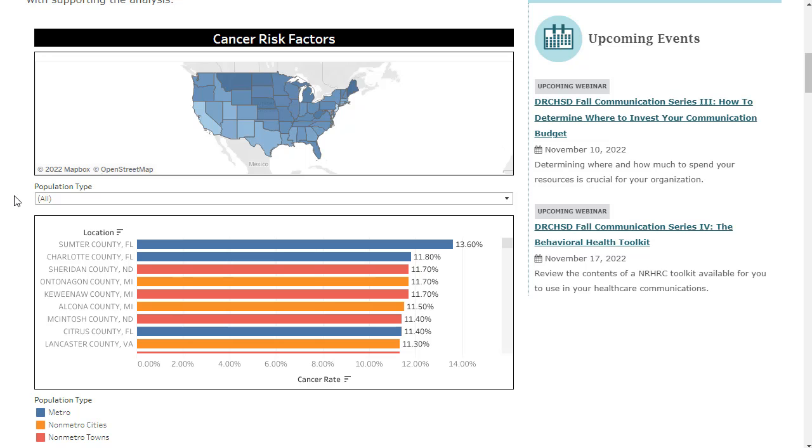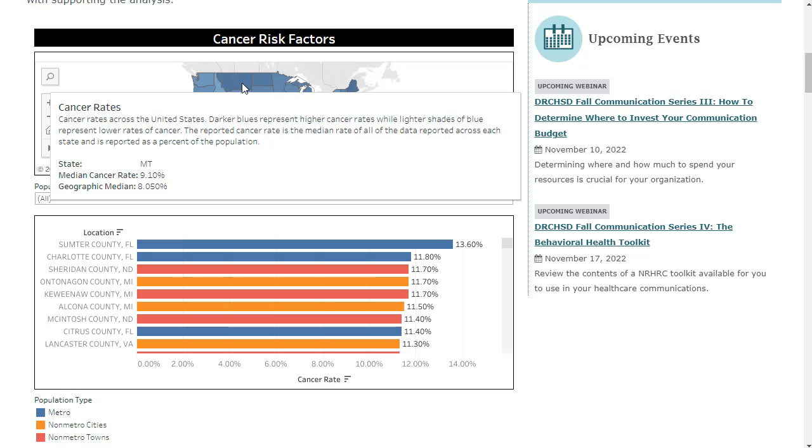If you put your cursor over any one given state, let's say Montana, we can see a legend explaining what the different shades of blue represent. And for the state of Montana, we can see that the median cancer rate is 9.1%, whereas the geographic median for that would be the cancer rate for all of the United States. That median rate is 8.05%.